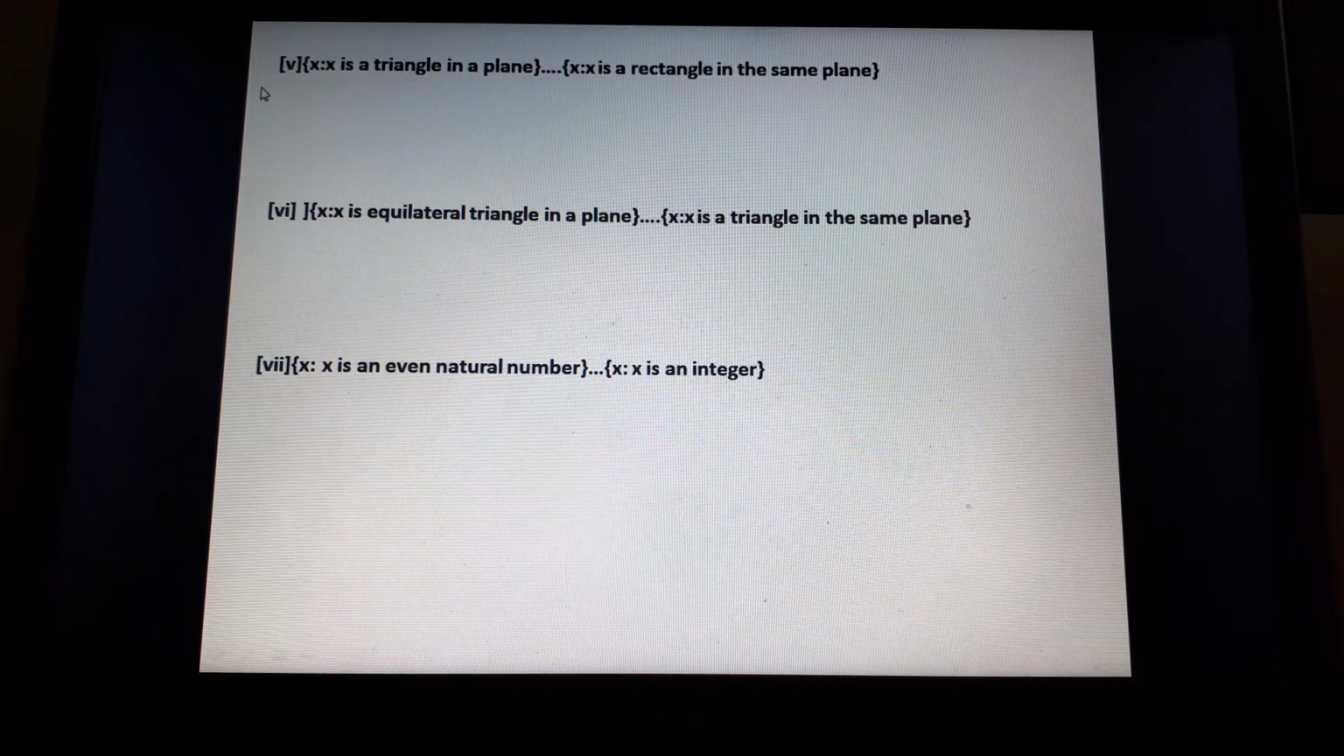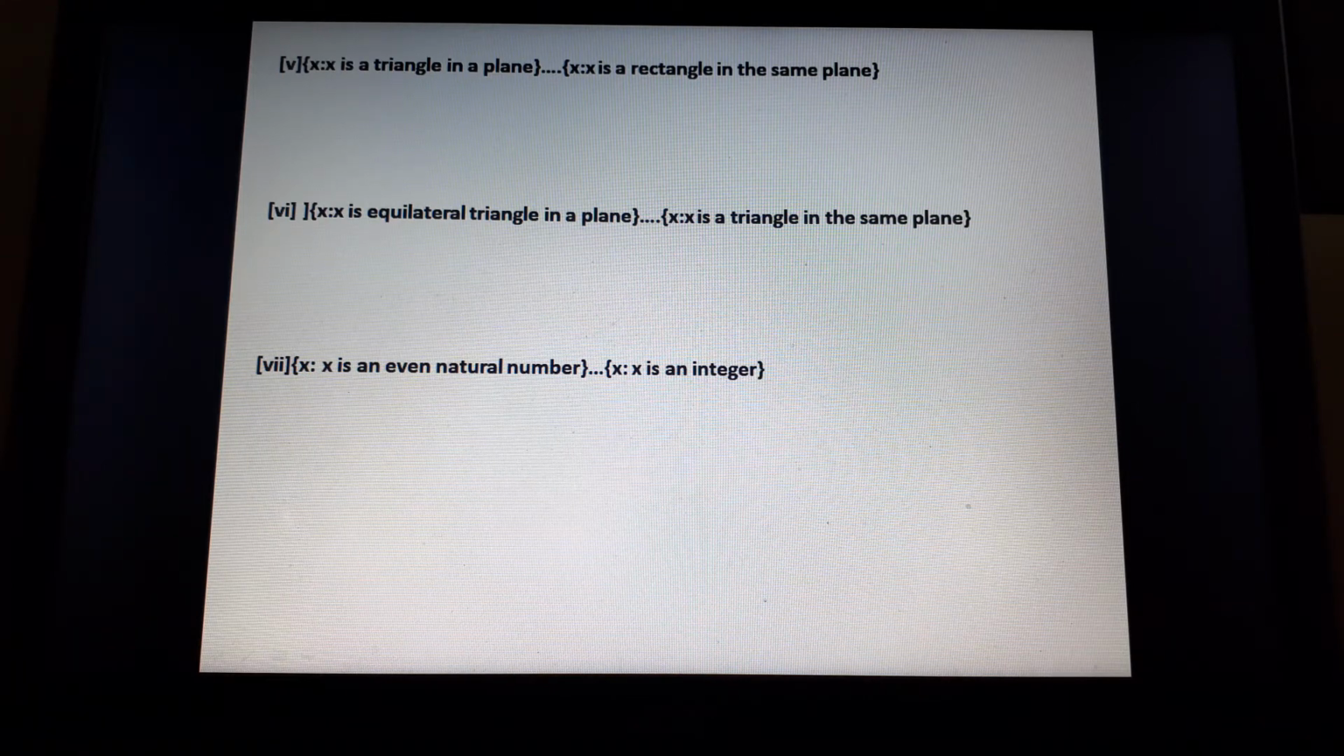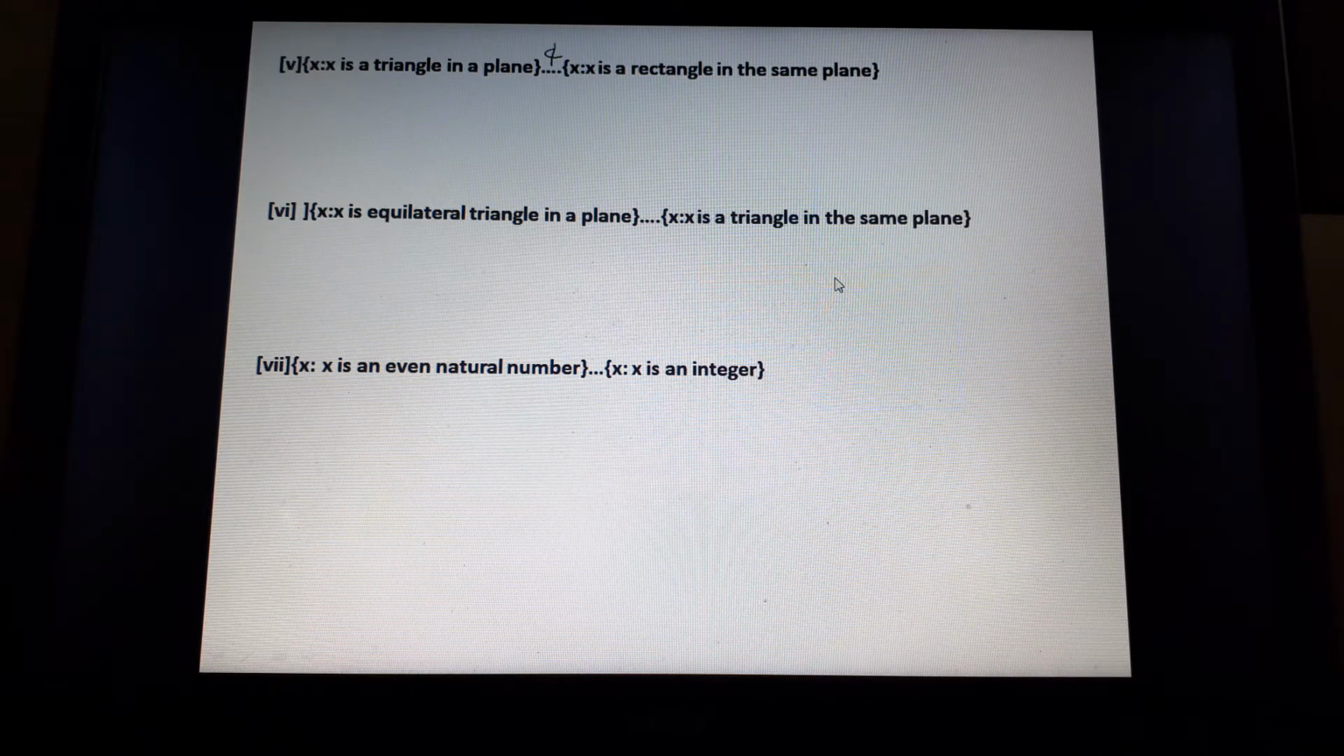Same thing continued. Question number 5, 6 and 7. I think we can work out a few questions and the remaining we can leave. See the first one. X is a triangle in a plane. And the second one, X is a rectangle in the same plane. You know that rectangles and triangles cannot be in the same set. They are disjoint. Therefore, it is not a subset. So the remaining two, same way you can try yourself. So let us go to the next one.